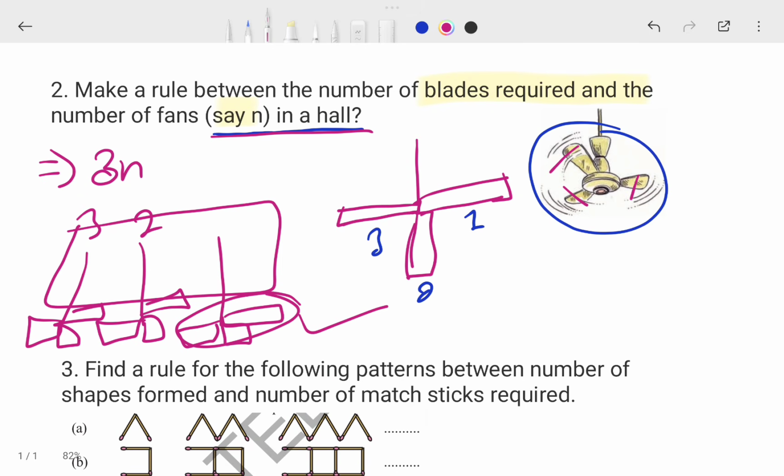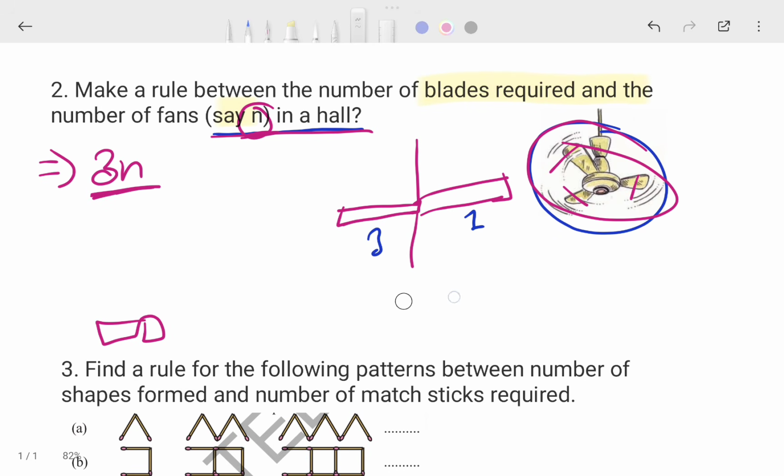So we wrote here there are 3 blades on the fan, and n means the fans in the hall. How many fans in the hall we don't know, but if they are there, then each has only 3 blades. That's why I wrote 3n. That's why I wrote 3n. Why?